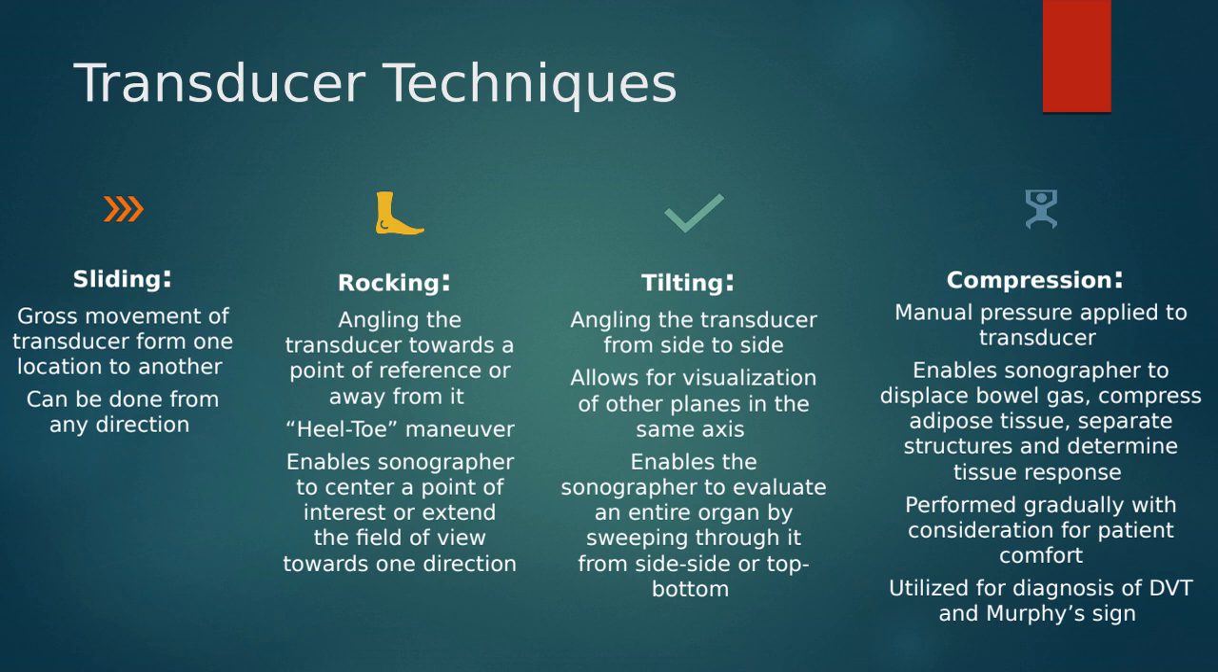Now tilting, this is going to be when we're angling the transducer from side to side, whether we're in sag or we're in transverse. We're going to be going side to side with that, sweeping side to side or sweeping top to bottom. And then compression, that is when we are physically pushing down on that transducer. We're applying pressure to that area. It's going to really, really help us.